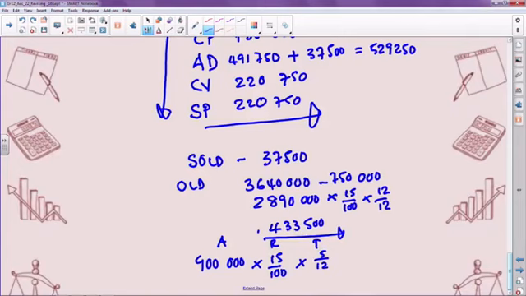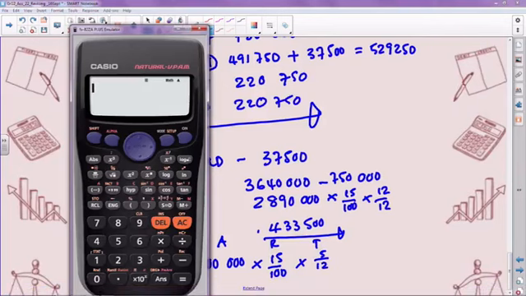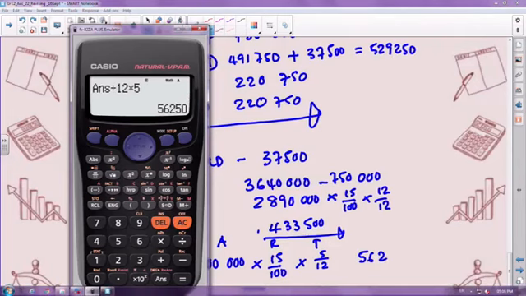So once again, let's get our calculators out there. Our figure is 900,000 times 15%. That's for the year. Divided by 12 times 5, and that will be amount of 56,250. Now remember this. All of these figures you would add to give you a depreciation for the year.